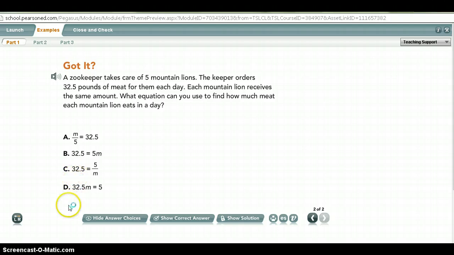So, oh, did I just give a hint there? We have a total of 32.5 pounds of meat, and we need to have that divided among the 5. So we need to know what each one's going to get. So think about that. If you need a pause to think, go ahead.